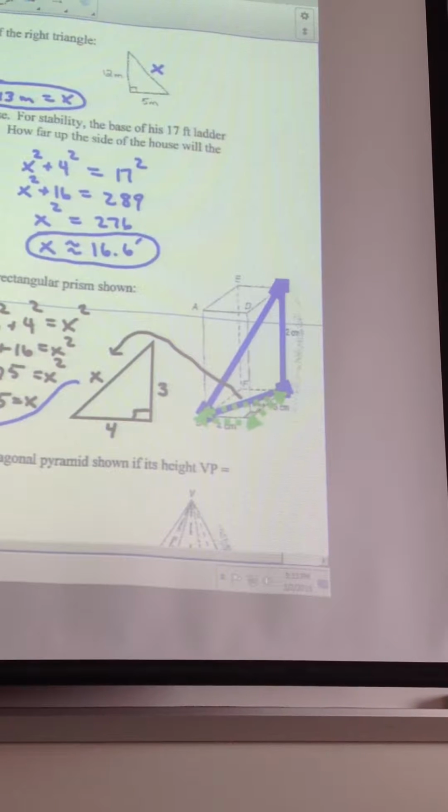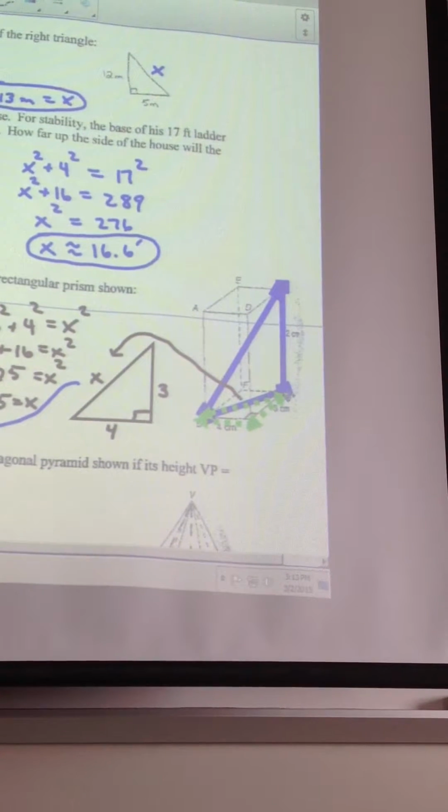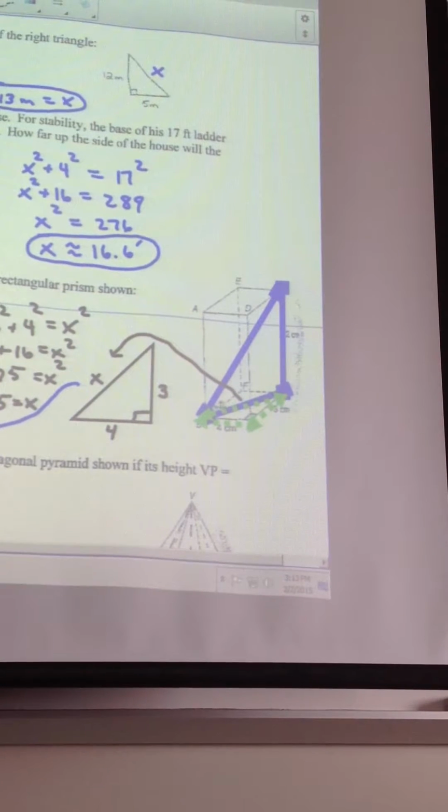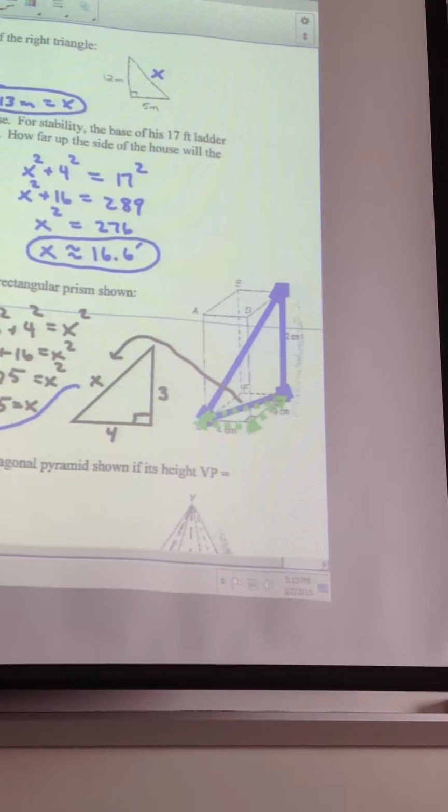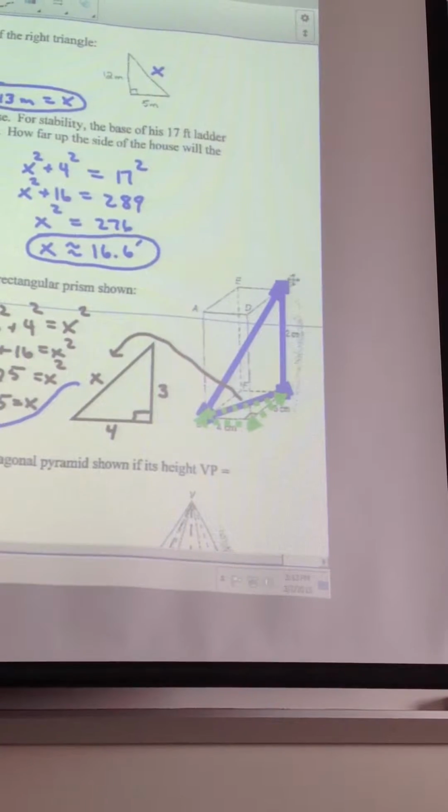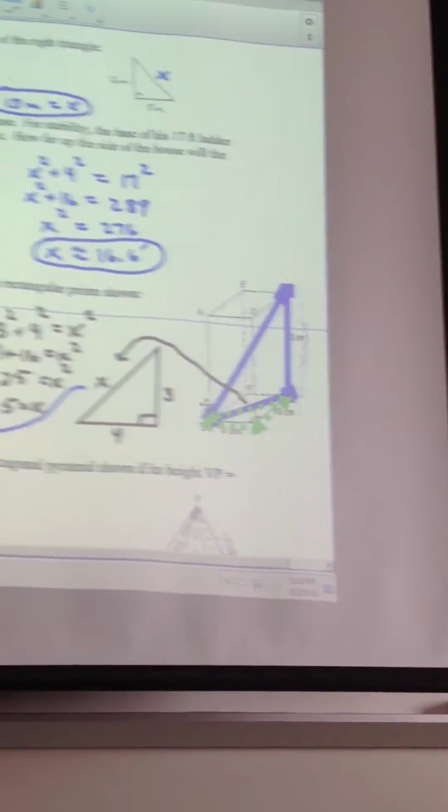But first I had to do this green triangle on the floor, which was a 3 and a 4, and I had to find this length was 5. Then I put 5 on my new triangle with 12 up the side and found this one to be 13.